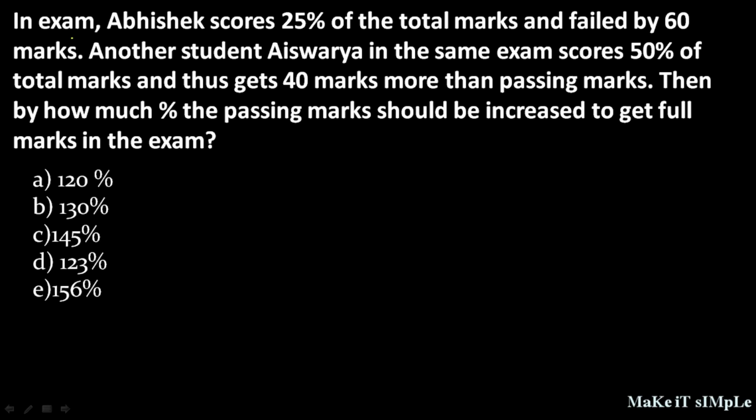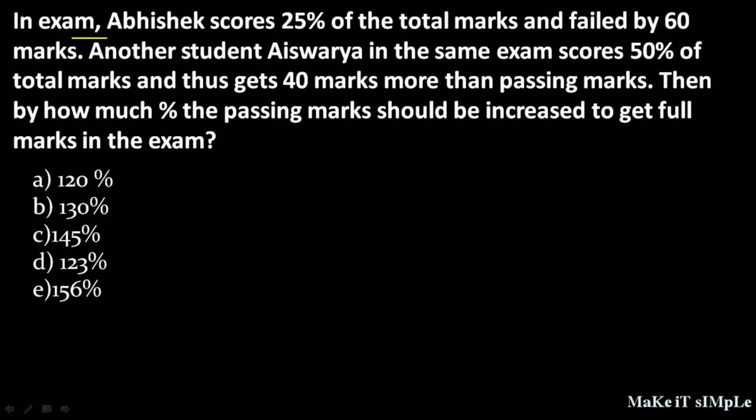In an exam, Abhishek scored 25% of total marks and failed by 60. Another student, Aishwarya, in the same exam scores 50% of total marks and thus gets 40 marks more than passing mark. Then how much percentage of the passing mark should be increased to get the full marks in the exam?